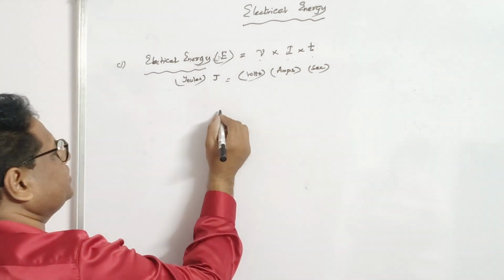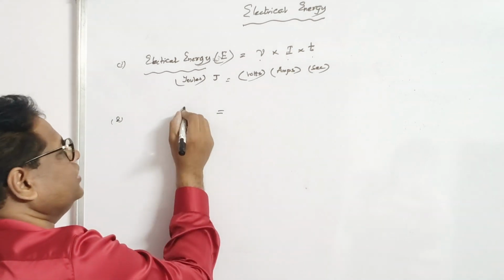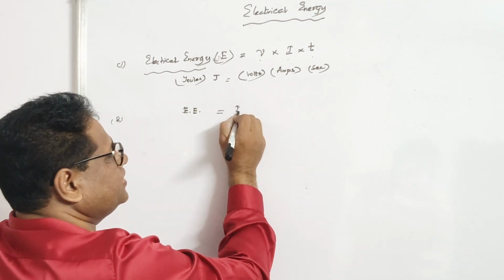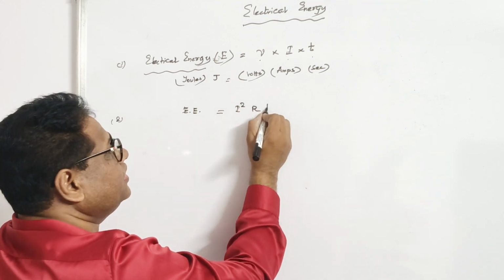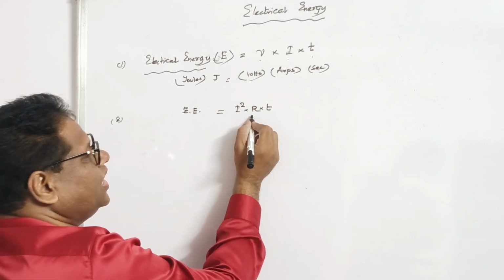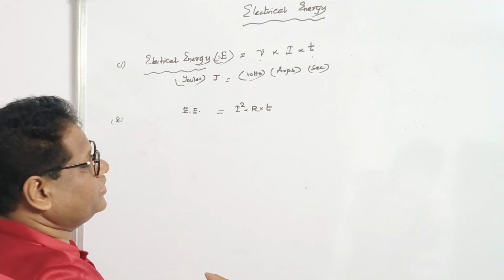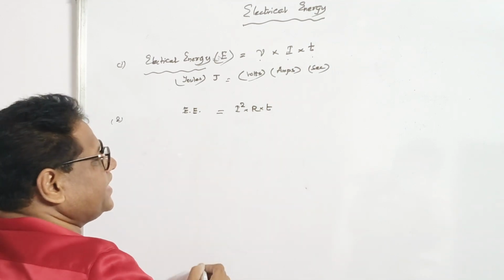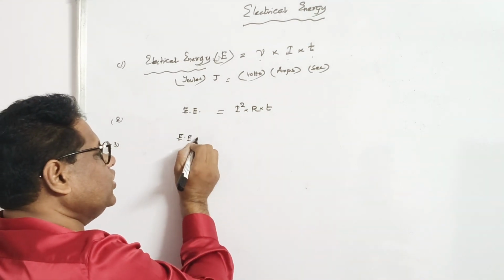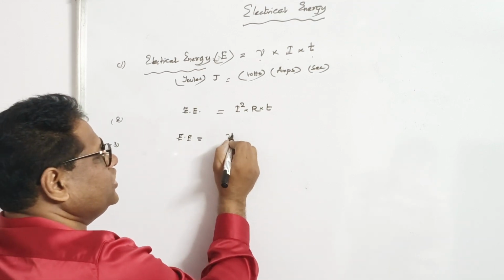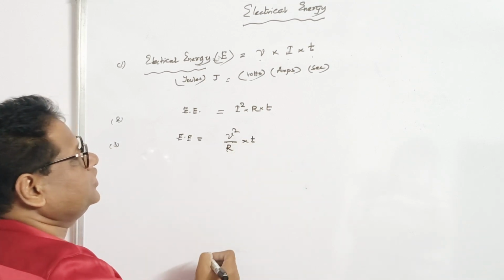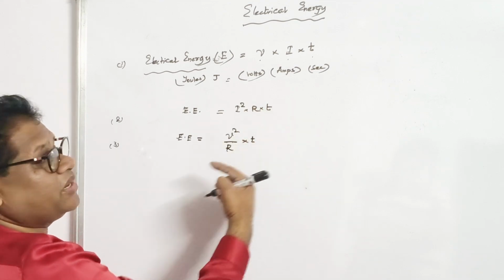Okay. Next, the second expression for this electric energy can be expressed as I square R T. Here I is current in amperes, R is resistance, that is the obstruction offered on the flow of current, and time period is in seconds. Okay. Third expression, again electric energy can also be expressed as V square by R into T.